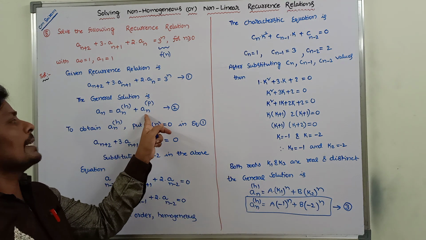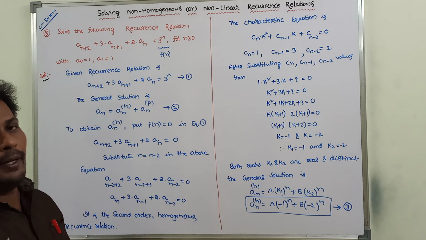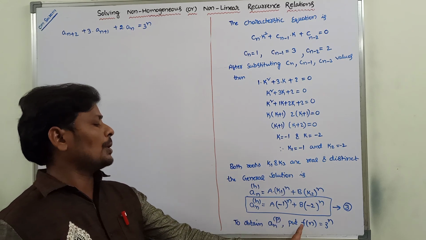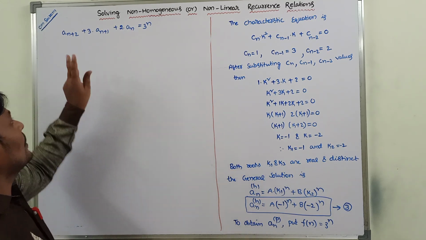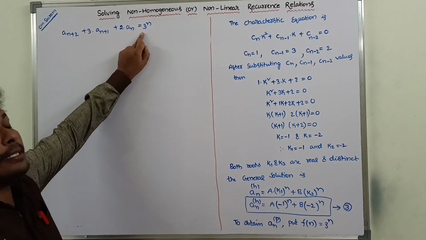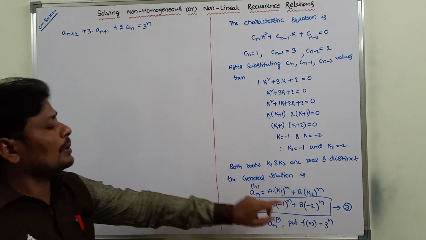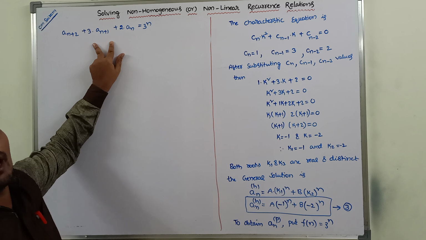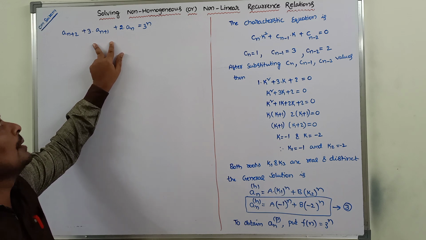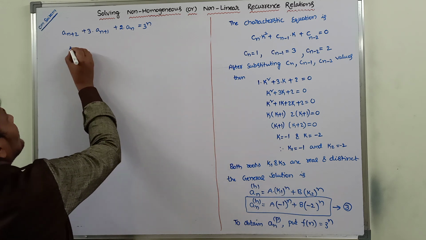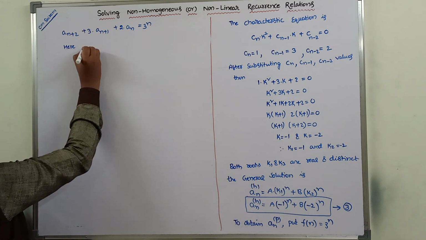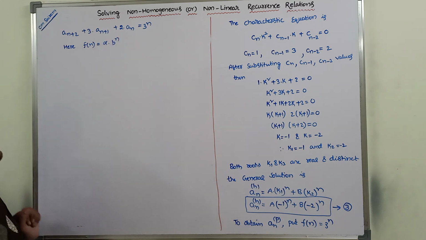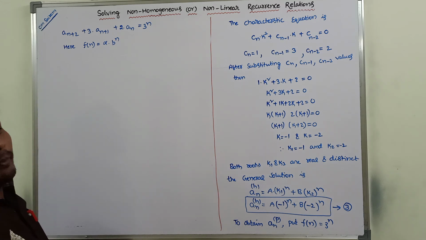Now we are solving this one, a suffix n power p. Okay. Next one, to obtain a suffix n power p, put f of n is equal to 3 power n. So this is the given recurrence relation. On the right hand side, that is f of n value is equal to 3 power n, we have substituted. Okay, for this equation, we have to find out the particular solution. So now observe this, here f of n is equal to alpha into b power n.